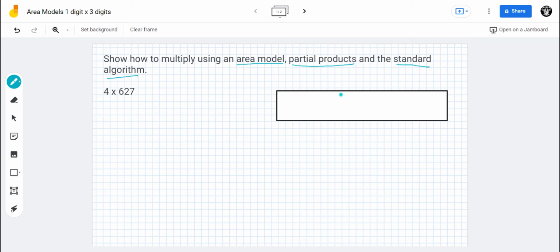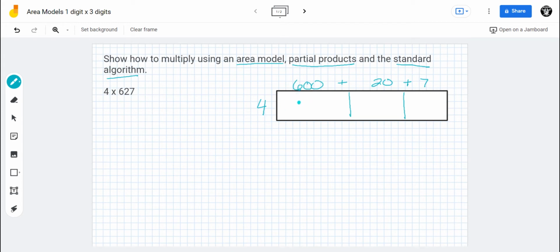Now, when you do that, you need to draw out a nice rectangle like I have here, and you're going to go ahead and multiply it. So you're going to put the 4 on this side of the area model, and then the 627 is going to be split up into expanded form. So we're going to need 3 parts here, and it is going to end up being 600 plus 20 plus 7. All right, so you really have 4 times 627 is 4 times 600, 4 times 20, and 4 times 7.